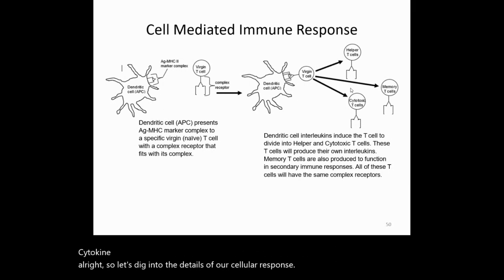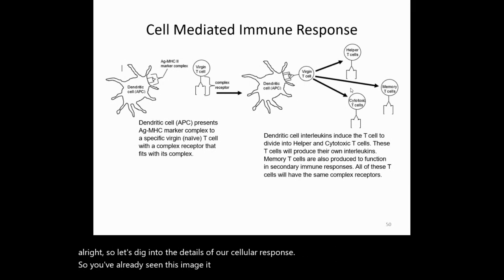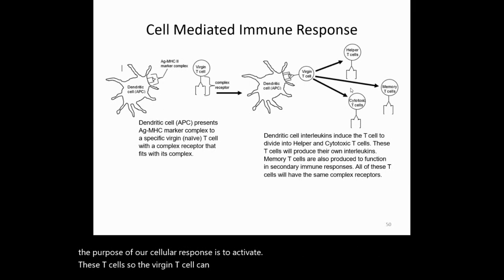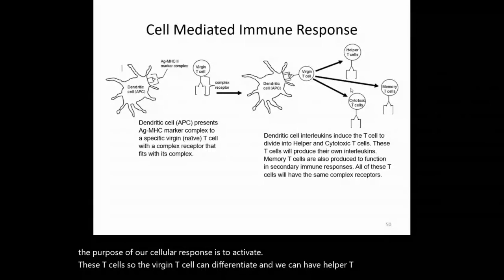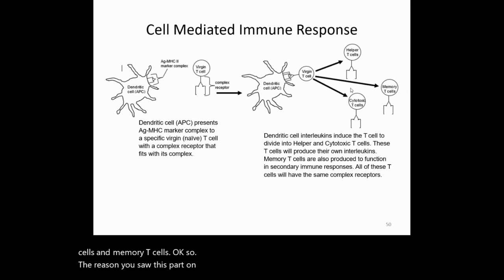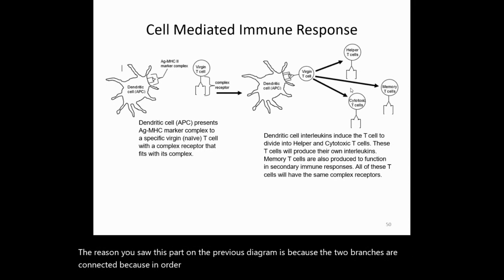So you've already seen this image. It was also part of the humoral response diagram because the purpose of our cellular response is to activate these T cells. So the virgin T cell can differentiate, and we can have helper T cells, cytotoxic T cells, and memory T cells. The reason you saw this part on the previous diagram is because the two branches are connected. In order to activate those B cells, we needed helper T cells. So the two branches are connected.